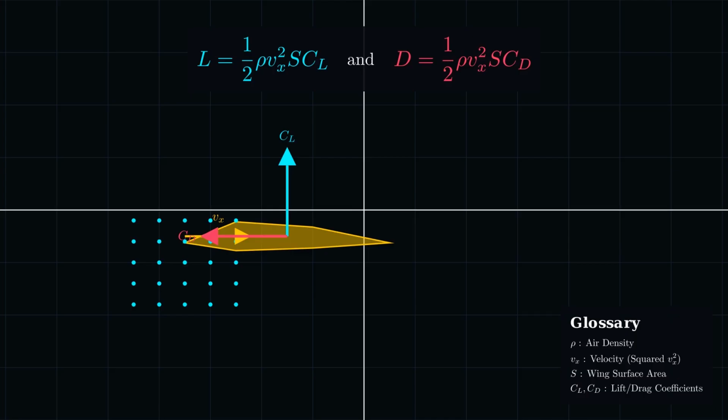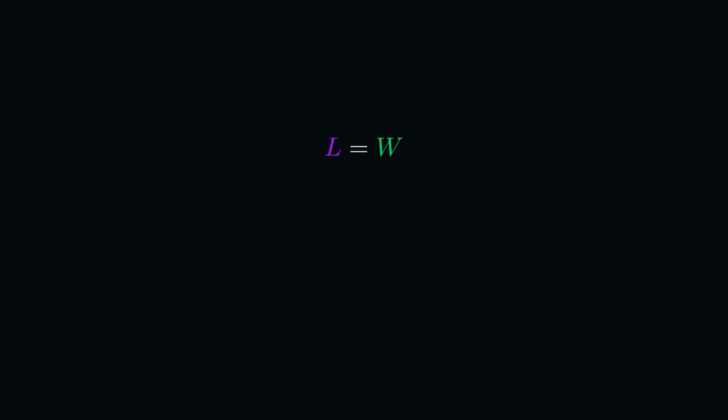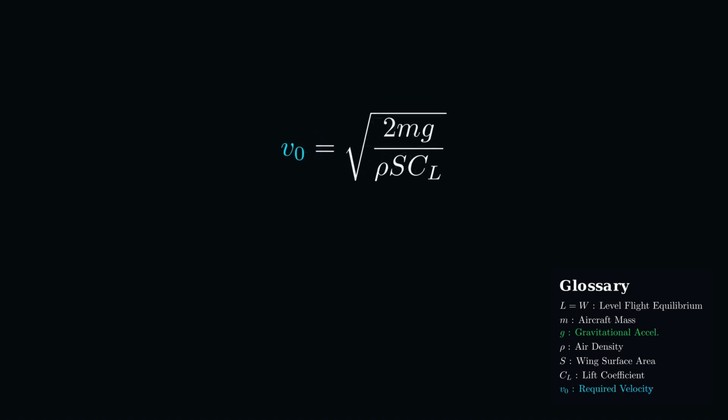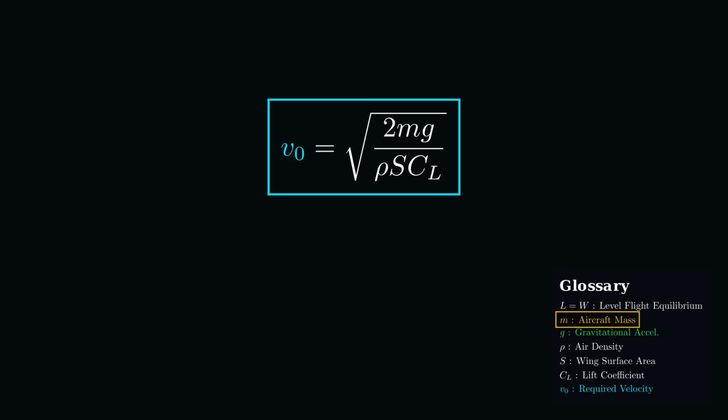Now let us solve this system for steady, level flight. Since vertical acceleration is zero, lift must equal weight. Setting 1/2 times rho times velocity squared times surface area times coefficient of lift equal to mass times gravity. If we rearrange this equation to solve for the cruise speed, v0, required to keep an aircraft aloft, we get v0 equals the square root of 2 times mass times gravity divided by rho times surface area times the coefficient of lift. This single equation tells engineers everything.